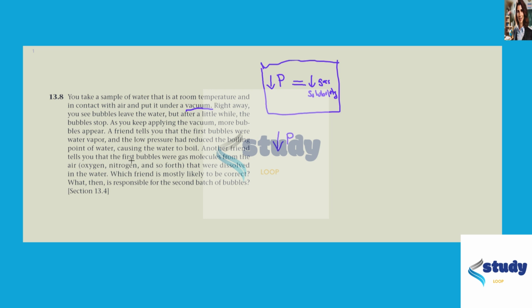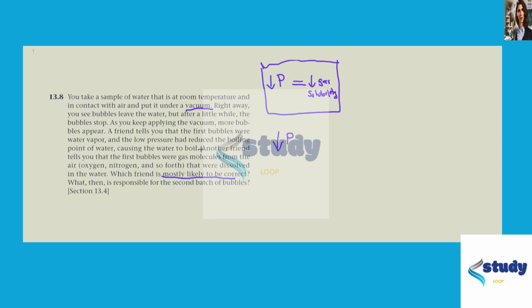Another friend tells you that the first bubbles were gas molecules from the air, oxygen, nitrogen, and so forth, that were dissolved in water. Which friend is most likely to be correct? So let's see. Which friend is most likely to be correct?